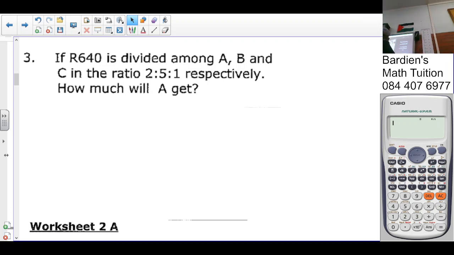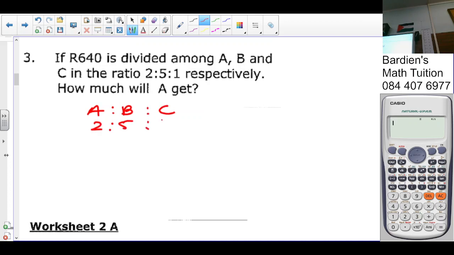So here we are told that 640 Rand is divided amongst A, B and C in the ratio 2:5:1 respectively, which means to say in that order. So you've got A, B and C is 2:5:1. If you add 2 plus 5 plus 1, I'm going to get 8. So you say 640 divided by 8, which is 80 Rand per unit.